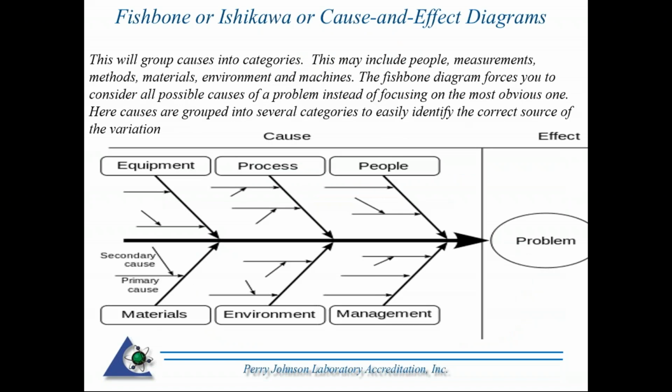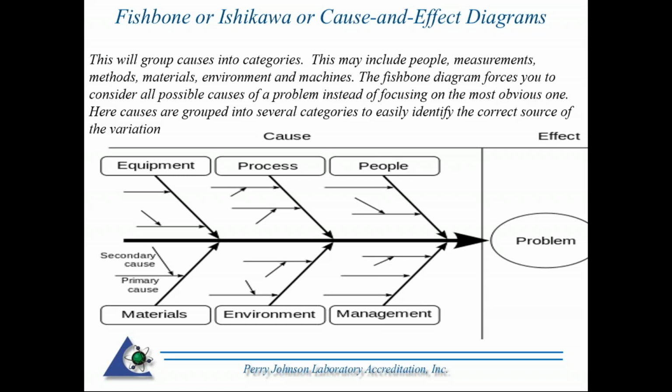One well-known is called a fishbone or Ishikawa, or cause and effect diagram. This will basically group causes into categories. This may include things like people, measurements, methods, materials, environment, and machines. The fishbone diagram forces you to consider all possible causes of a problem instead of focusing on the most obvious one. Here, causes are grouped into several categories to identify the correct source of the variation.